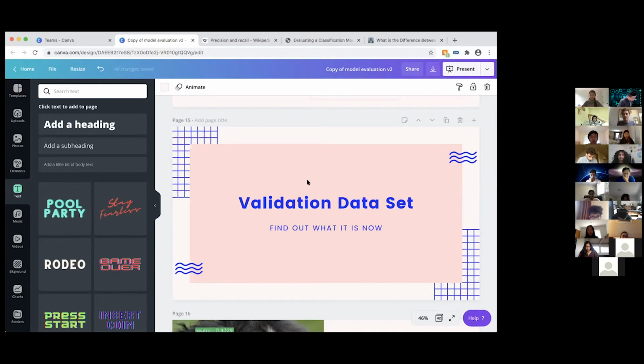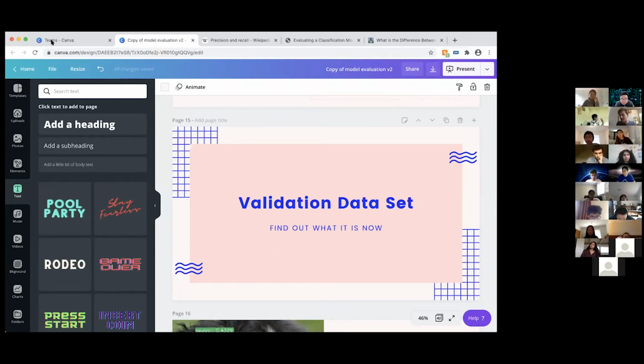As a quick little activity and exploration for you guys, take about three minutes to go on Google and try to find out what validation data sets are. Then I'll ask you what they are, and we'll have a little discussion about what they are and why we use them. Take this moment to try to figure out what they are, and then we'll talk about it together.